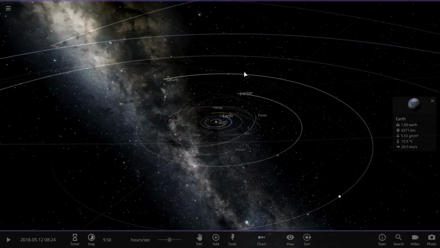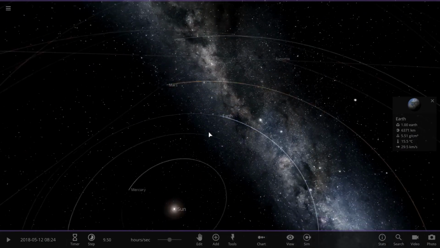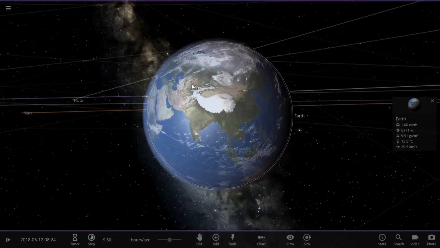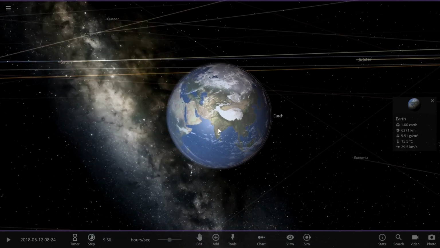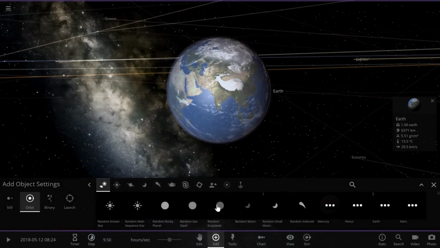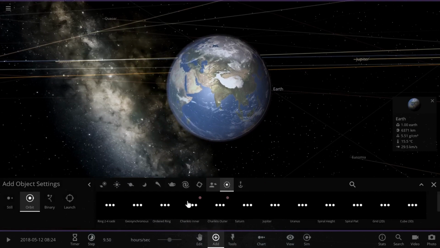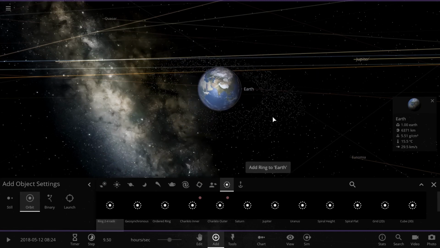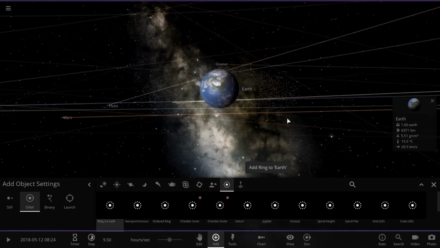Now, let's create the Earth rings in Universe Sandbox simulation. It provides many types of rings. Let's try different rings. It's adding a lot of space debris.